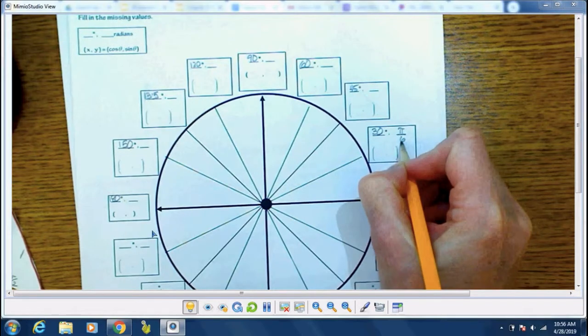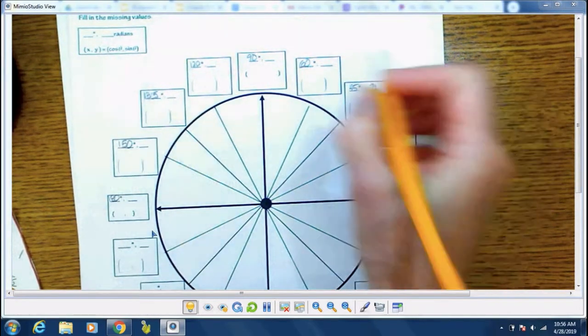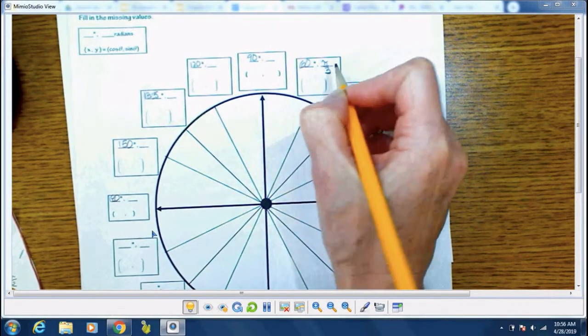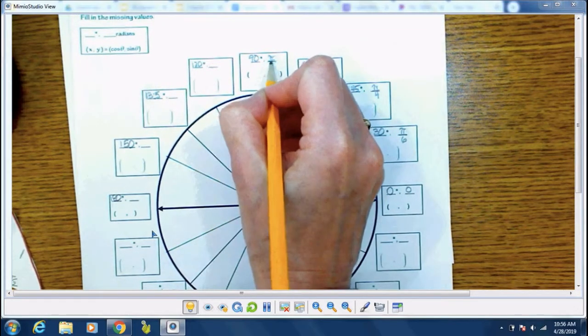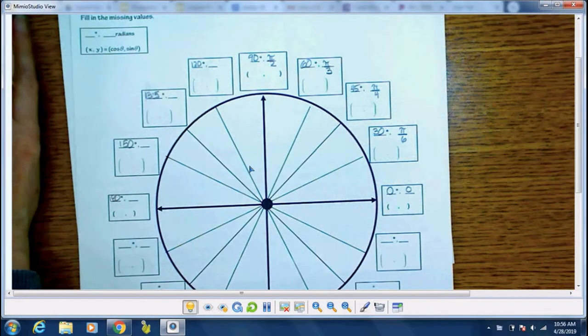That is pi over 6. This will be pi over 4, pi over 3, pi over 2, and so on. We're going to keep going around.